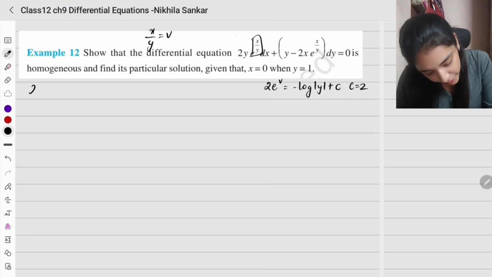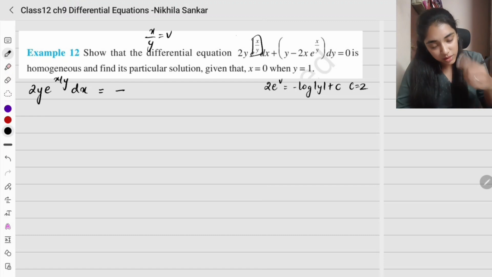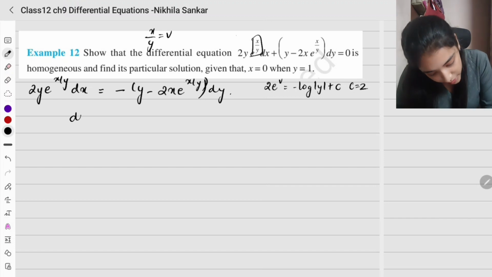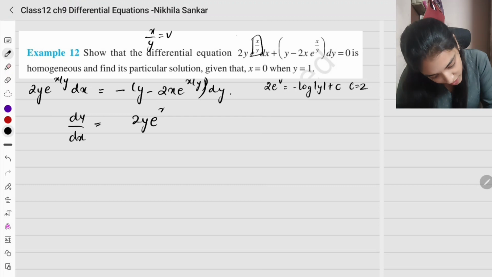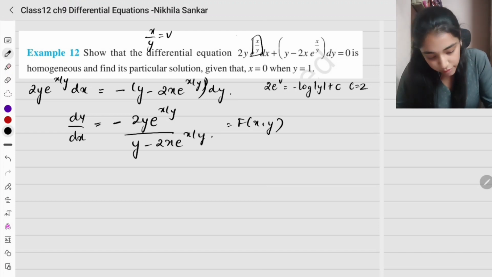Okay, now what do I have? 2y e to the x divided by y times dx equals minus, I'm taking the other term to the other side, minus y minus 2x e to the x divided by y times dy. First check whether it is homogeneous. So I have dy by dx equals 2y e to the x divided by y, the whole divided by minus y minus 2x e to the x divided by y. So this is my f of x comma y.